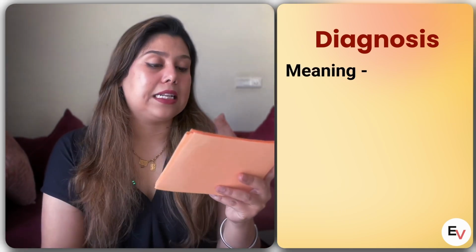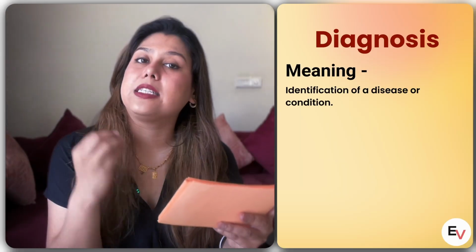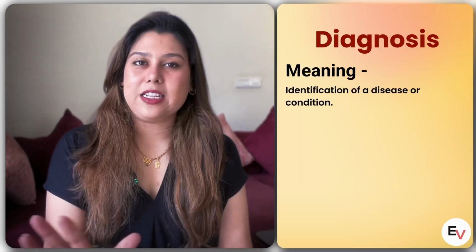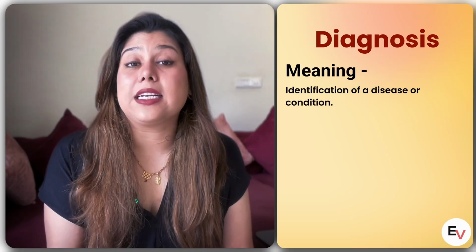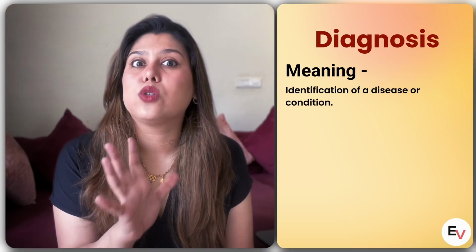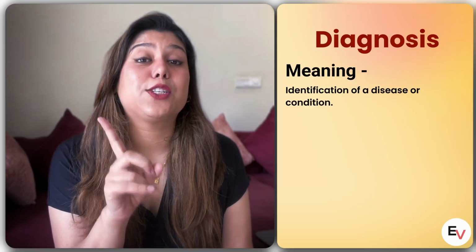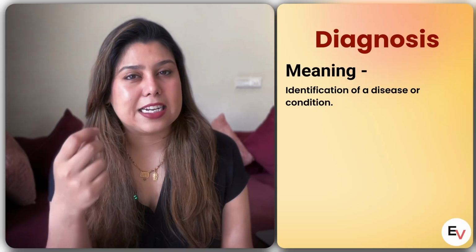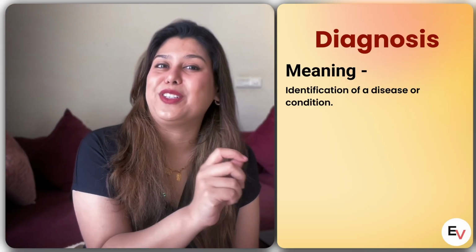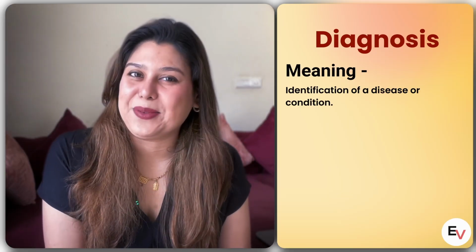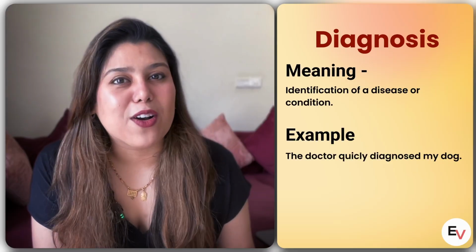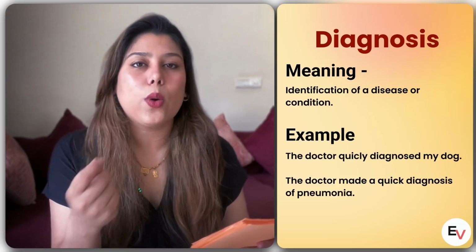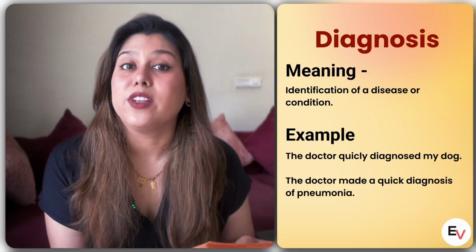Repeat after me. Diagnosis. Diagnosis means the identification of a disease or condition. For instance, let's say that you are ill and you visit the doctor. The doctor examines you to find out what is wrong with you, right? This is called diagnosis, the identification of a health condition. Now let's make a sentence with this word. I can say that the doctor quickly diagnosed my dog, or the doctor made a quick diagnosis of pneumonia.